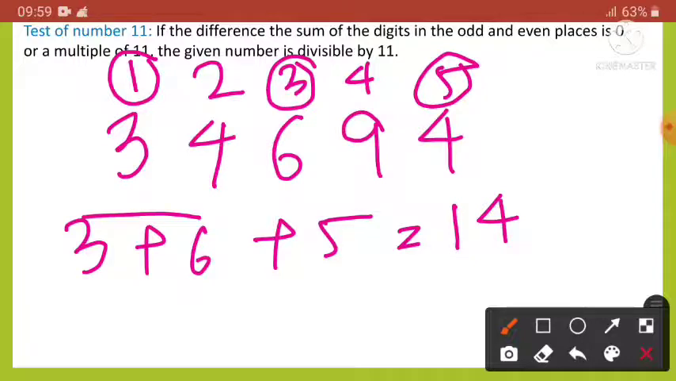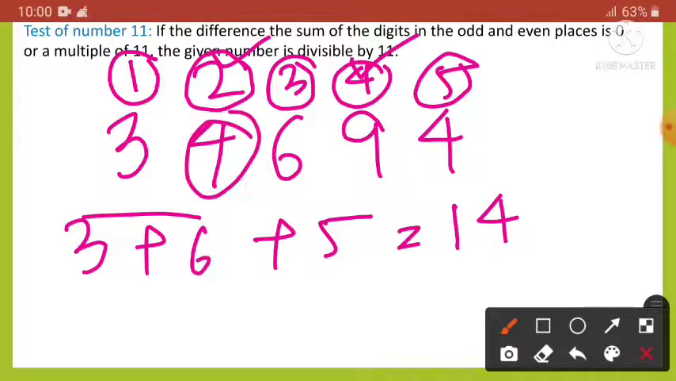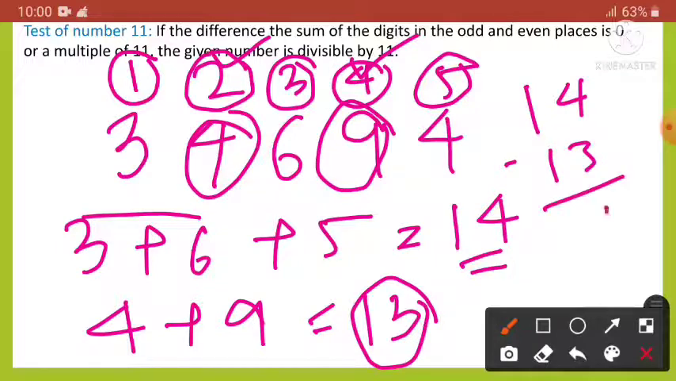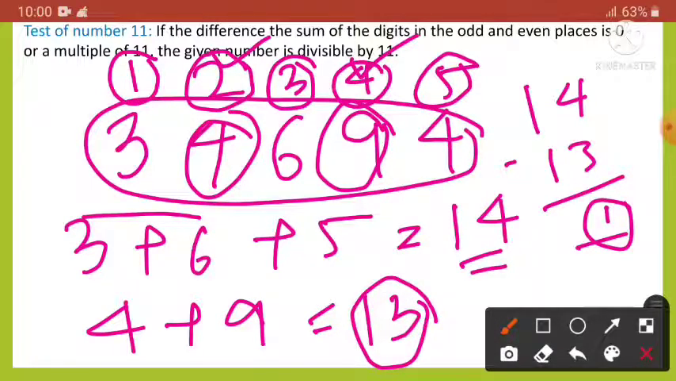And then we have to add all the even places. So we take the second place number and the fourth place number, because second and fourth are the even places. So here it is 4 and 9. So 4 plus 9 is equal to 13. Now we have to subtract this number from this number. So 14 minus 13, we are having 1. As the result here is 1, we can say easily that the number 34694 is not divisible by 11, because here the number should be 0 or a multiple of 11.